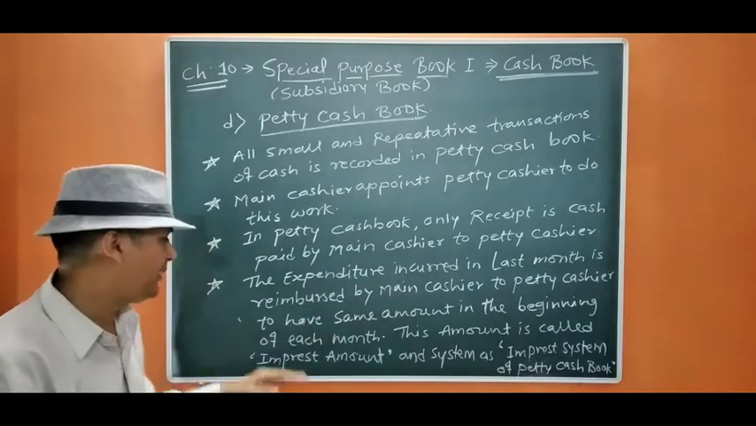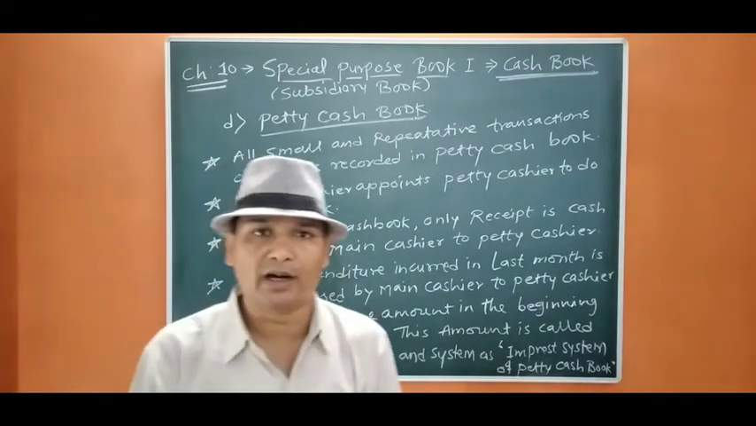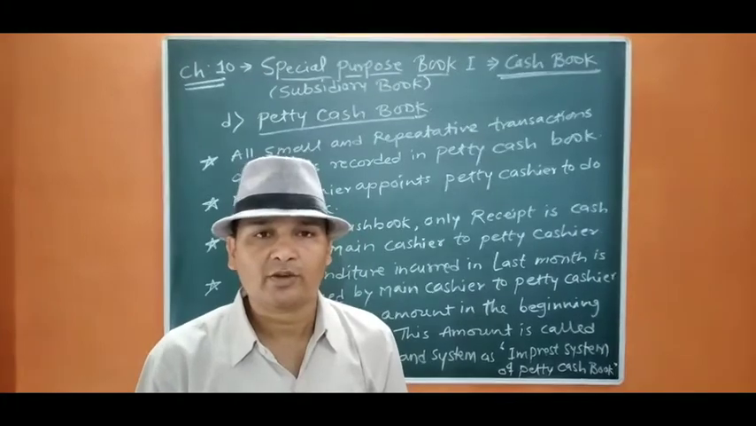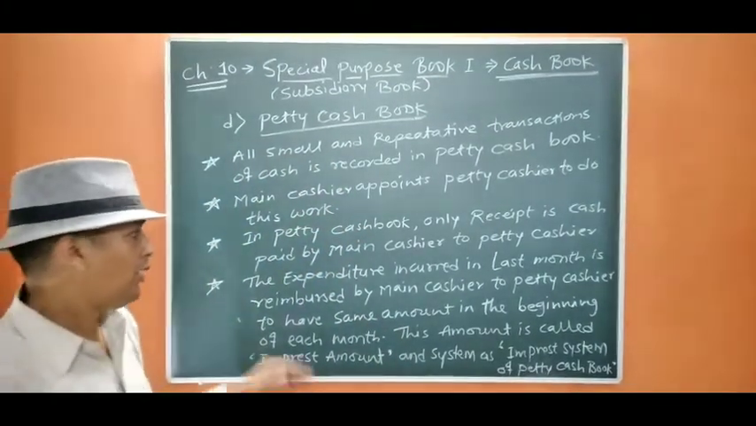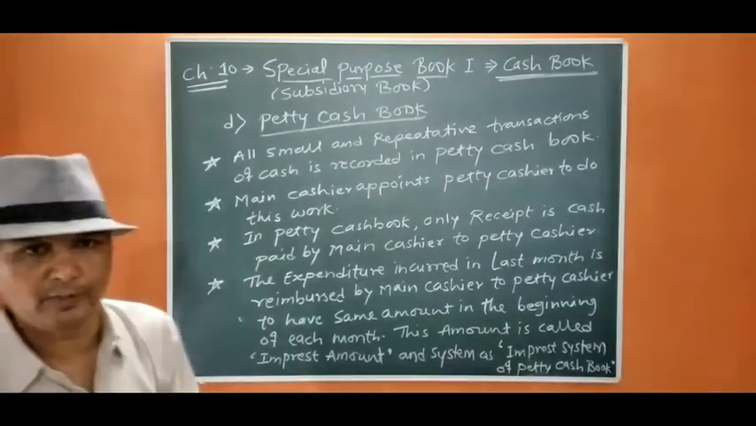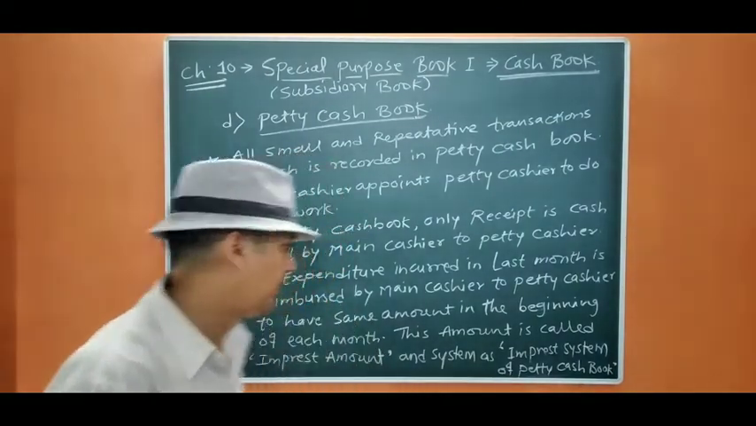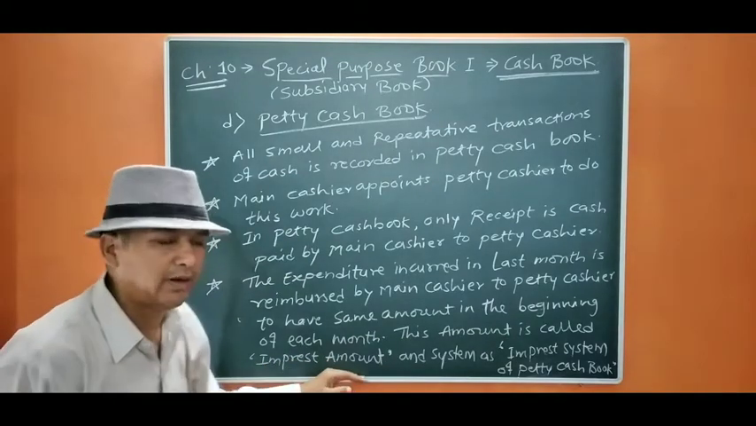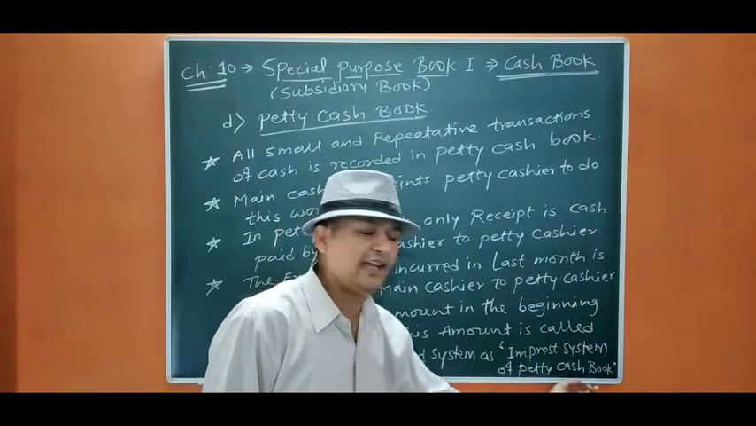The expenditure incurred in the last month is reimbursed by the main cashier to the petty cashier to have the same amount at the beginning of each month. That means suppose 1000 rupees I am having in March and I have spent 900 in March. At the beginning of April, I will have only 100 rupees with me. So the main cashier is going to reimburse 900 rupees to me to make the balance 1000 at the beginning of the month. Okay, this amount 900 is called the imprest amount, and this system is known as imprest system of petty cash book.